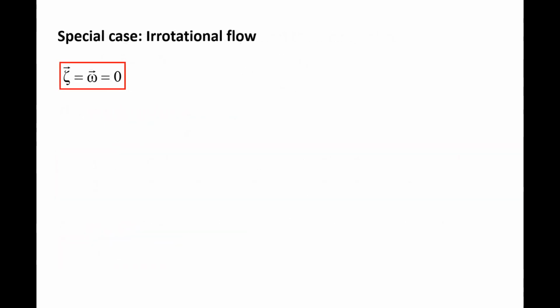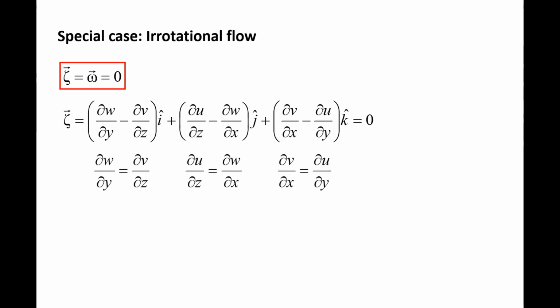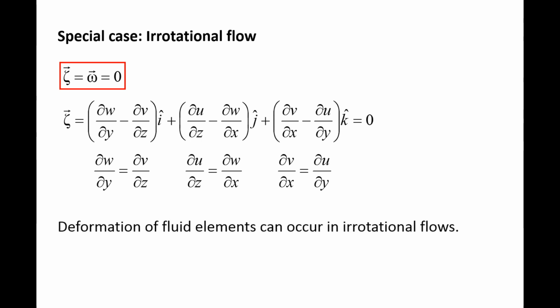A special case occurs when the vorticity is equal to 0. We call this type of flow irrotational. Expanding the vorticity vector, a flow can be irrotational if all three components of this vector are 0. This means partial w partial y equals partial v partial z, partial u partial z equals partial w partial x, and partial v partial x equals partial u partial y. All three equations must be satisfied for a flow to be considered irrotational. Notice that velocity gradients can still be present in an irrotational flow, so fluid elements can still deform in such a flow.